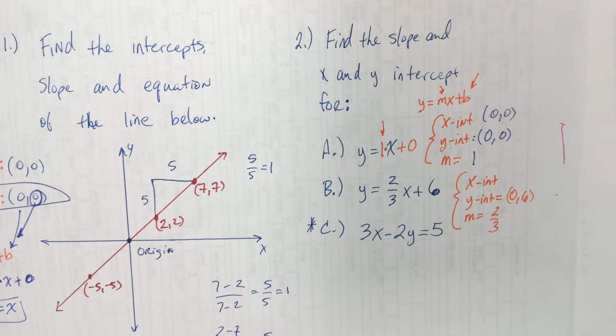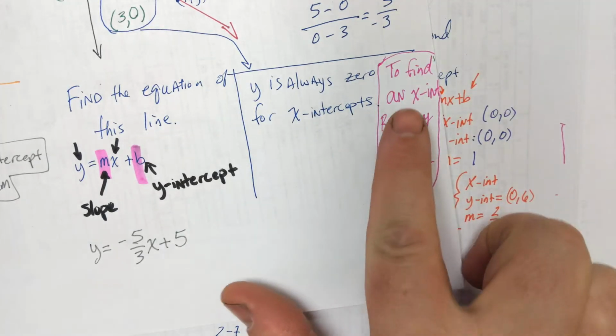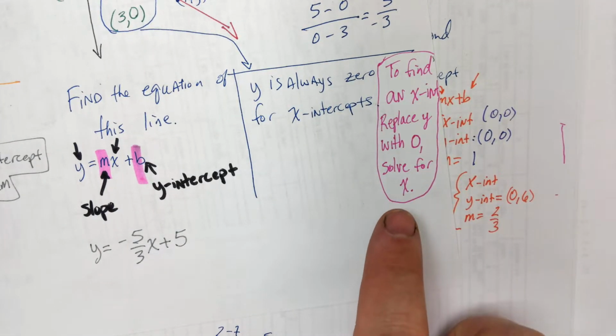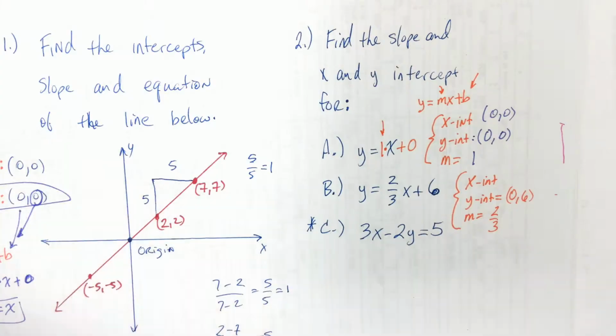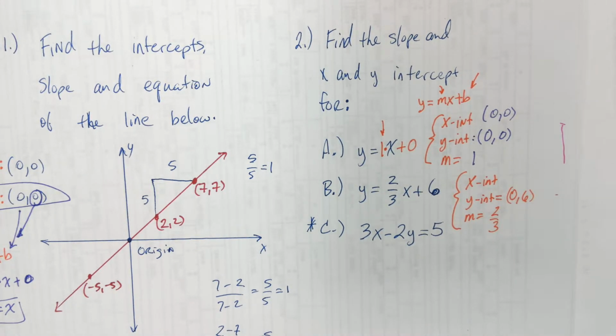Now the tricky part. How do we find an x-intercept? Oh my gosh! Look at this. To find an x-intercept, you replace y with 0 and you solve for x. It says it right there. We just did that. Oh my goodness, Sonia, it said replace y with 0 and solve for x.